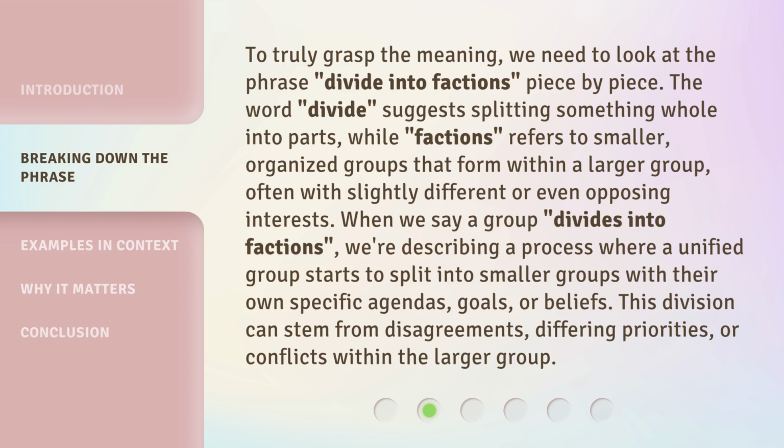To truly grasp the meaning, we need to look at the phrase, divide into factions, piece by piece. The word, divide, suggests splitting something whole into parts, while factions refers to smaller, organized groups that form within a larger group, often with slightly different or even opposing interests. When we say a group divides into factions, we're describing a process where a unified group starts to split into smaller groups with their own specific agendas, goals, or beliefs. This division can stem from disagreements, differing priorities, or conflicts within the larger group.